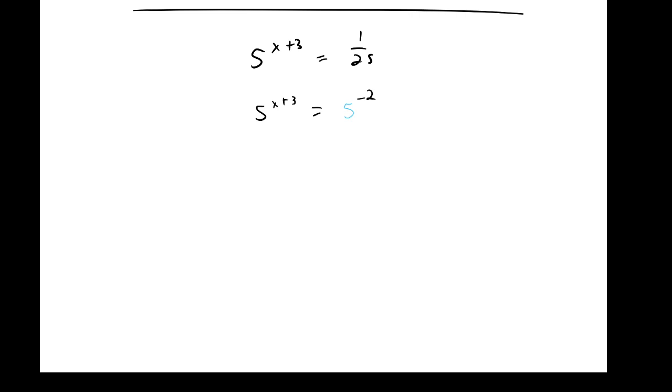And now we're in the home stretch. These are going to be equal to each other because of those exponent portions, with the same bases. Subtract 3 from both sides, and x is going to be equal to -5.